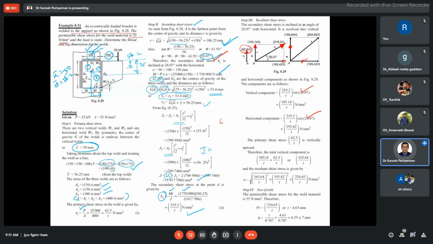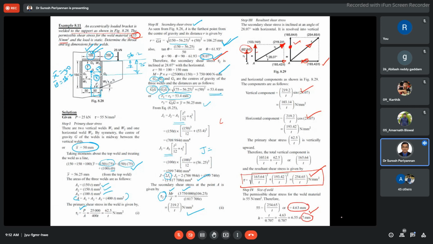Now we go for the common resultant here, or design resultant here. Now tau is equal to the square root of vertical component squared plus horizontal component squared. Then we find this is our tau resultant, the common tau resultant. Now use the relations already given, this tau is the permissible one, then we are able to find out the thickness of the weld. What is the thickness of the weld? T is equal to 4.63 mm.